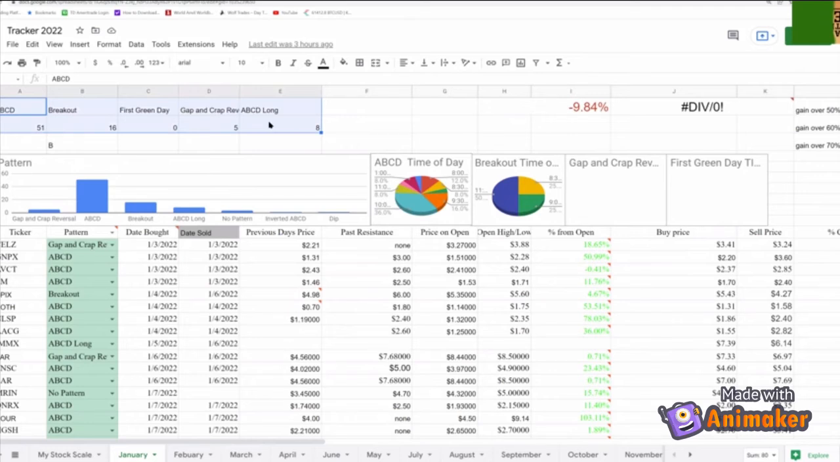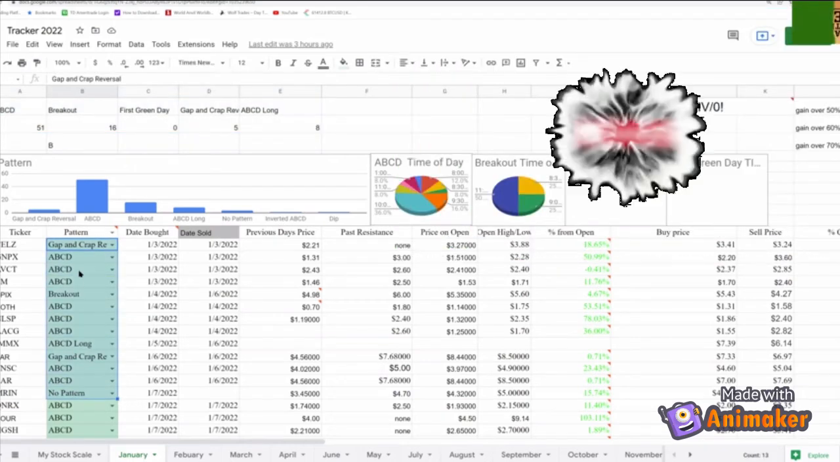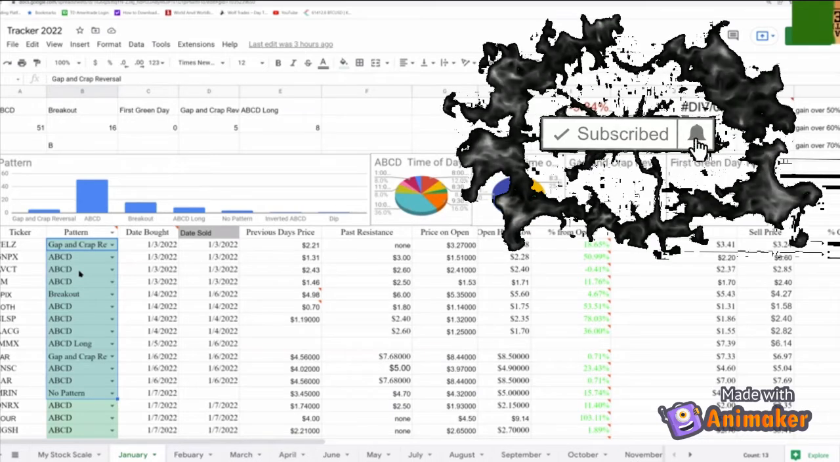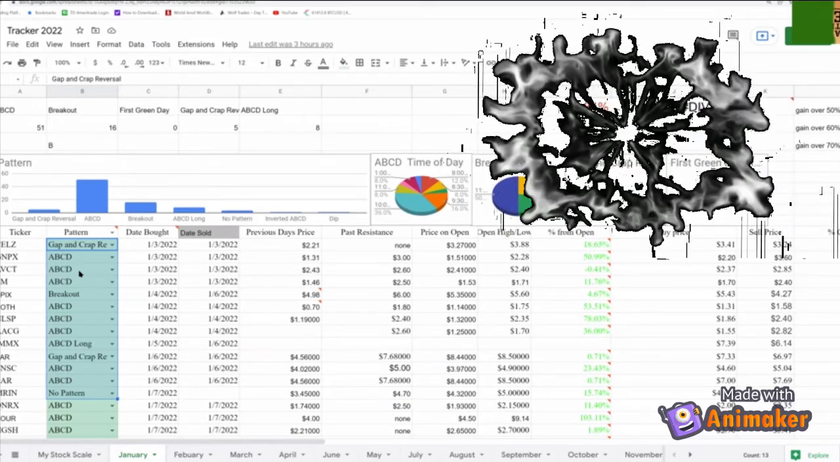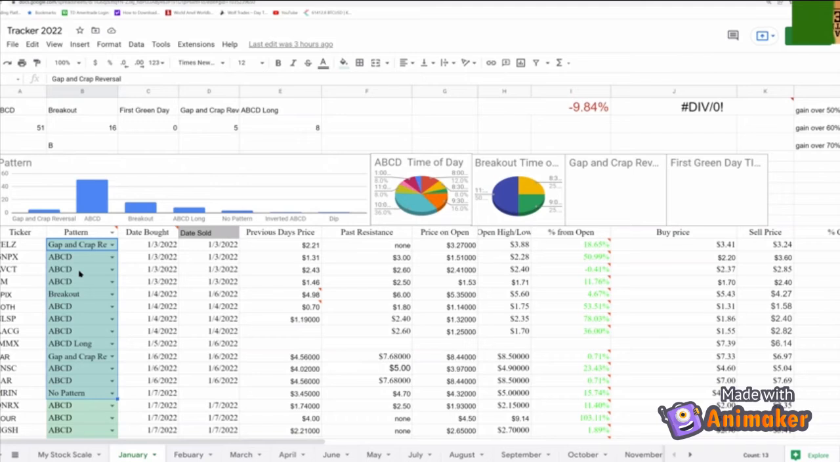So this right here is how we're going to identify what our A+ setup is going to be in the market. All this is doing is counting all this criteria down here, which is the categorizing of the patterns, and it counts how many times you tracked them in the market for that particular month. In this case, the ABCD pattern formed and worked 51 times out of the whole month. The breakouts only formed and worked 16 times. The first green day either didn't form or at least didn't meet my criteria, so there was 0. The gap and trap reversals only formed and worked 5 times, and the ABCD longs only 8. Now, the ABCD longs and the ABCD patterns are different. The ABCD long is more of a swing trade where it forms over multiple days or even weeks. The ABCD is an intraday swing trade that I do on the intraday time frame.